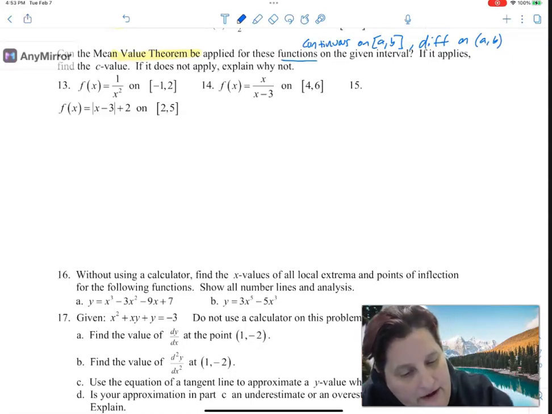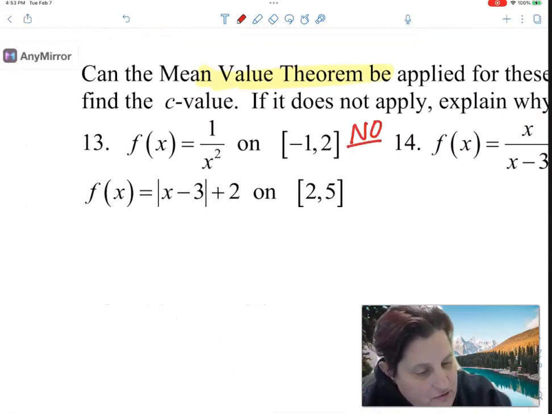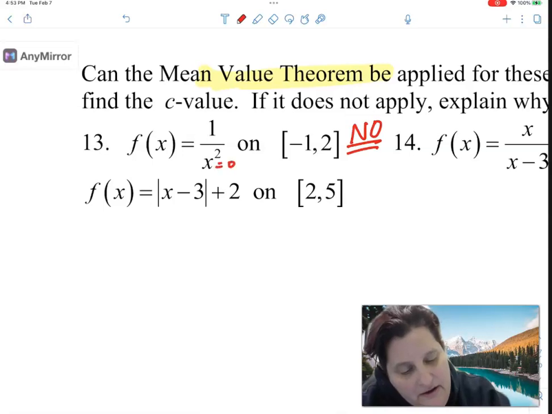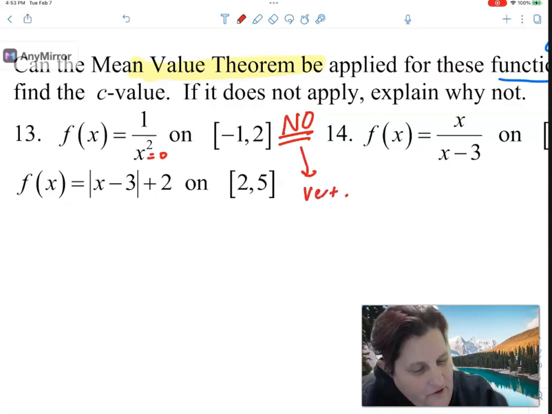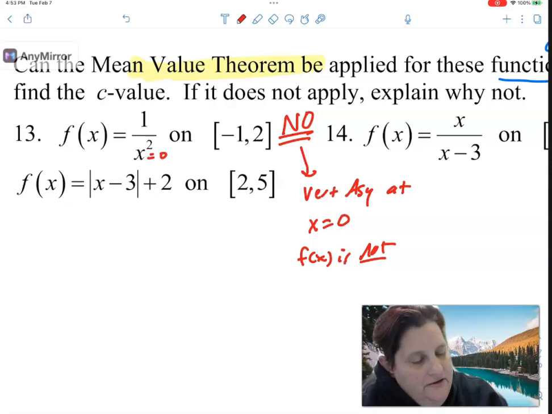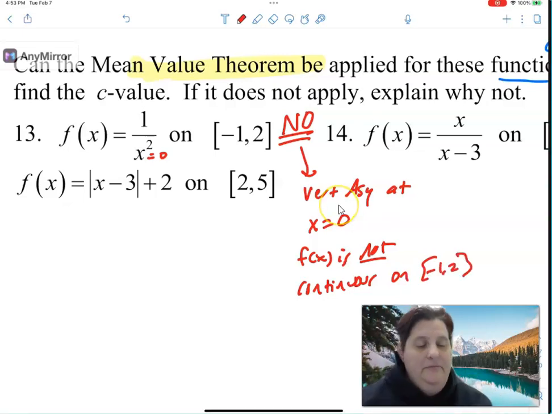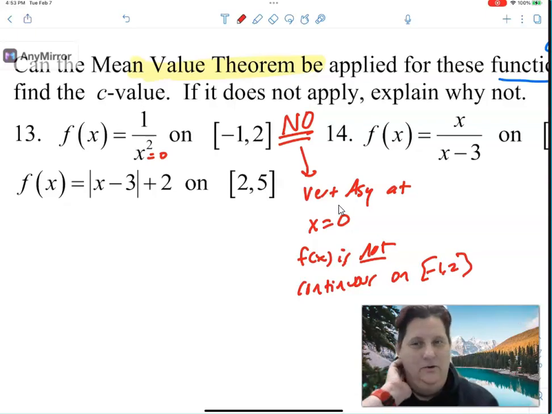Okay, so when I look at number 13, I cannot use mean value theorem, and here's why. There is a vertical asymptote at x equals 0, and so f of x is not continuous on the interval negative 1 to 2. If it had been like positive 1 to 2, it's fine. But it has a vertical asymptote there, so that's definitely not going to work.